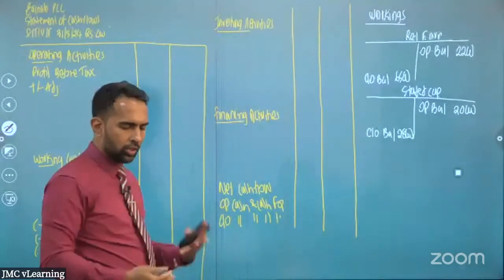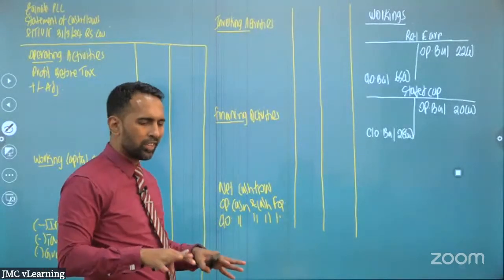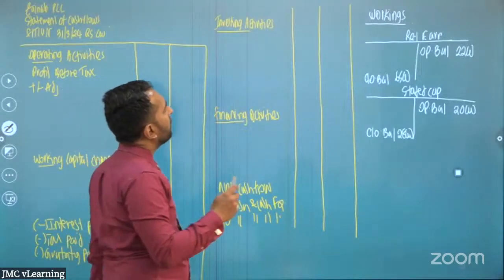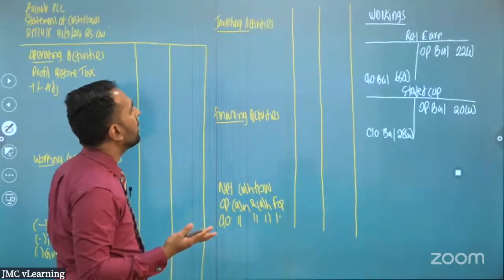Please try to do this question with me. If you all have already done, just mark your answers. Then what we are trying to do is we are going to pass the double entry. Simple as that.